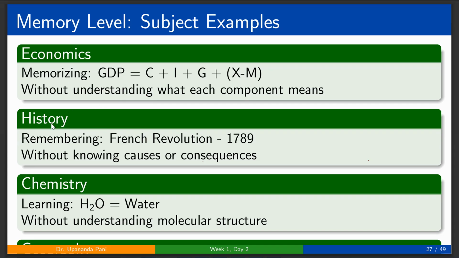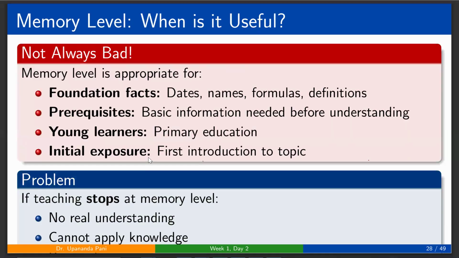Then history, for example, when we ask a student when the French Revolution took place, they will say that okay, it took place in 1789, without knowing the causes or consequences. Then chemistry, let's say that water is H2O, without understanding the molecular structure. So this is how the memory level will be, right?